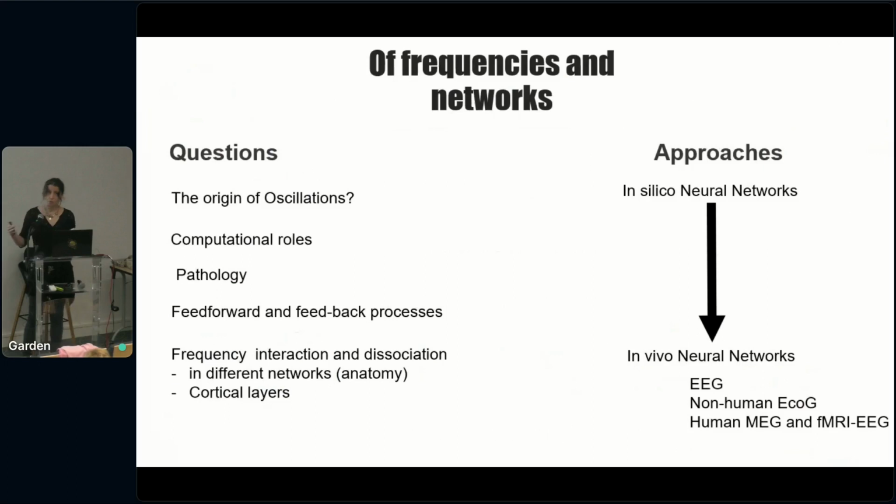So it's quite broad. And the approaches will range from in silico neural networks, which includes more modeling work, to in vivo neural networks, including EEG studies, non-human electrophysiology studies, human MEG, and combined fMRI and EEG. So again, quite a broad view of what we can do to study oscillations and rhythms and fluctuations, as I call them now, because we are changing a bit our view on it, but that's not the point of today.